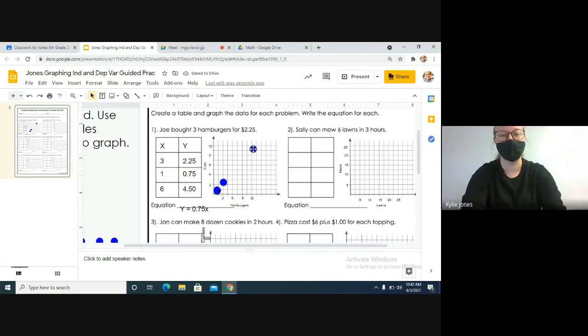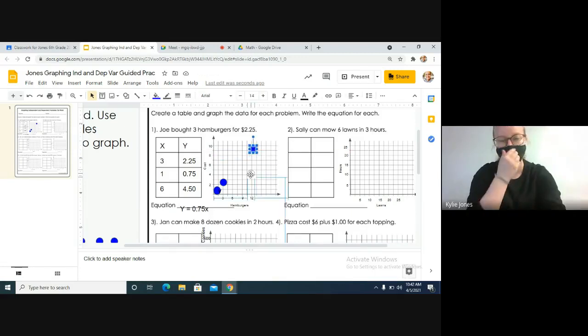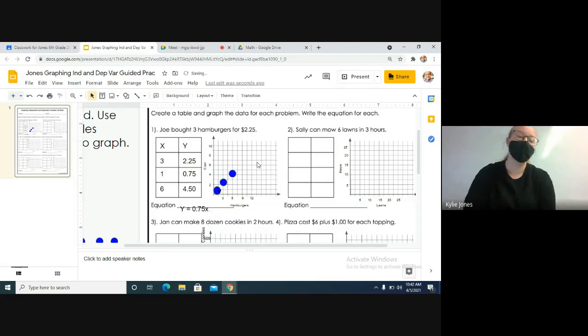How far up? How much does it cost? 6 hamburgers cost how much money? What does it say? $4.50. So we need to go over to the 6 and up to $4.50, which is a little bit in between those, right? So they should kind of go in a line as best as possible. A diagonal line, I guess you could say.